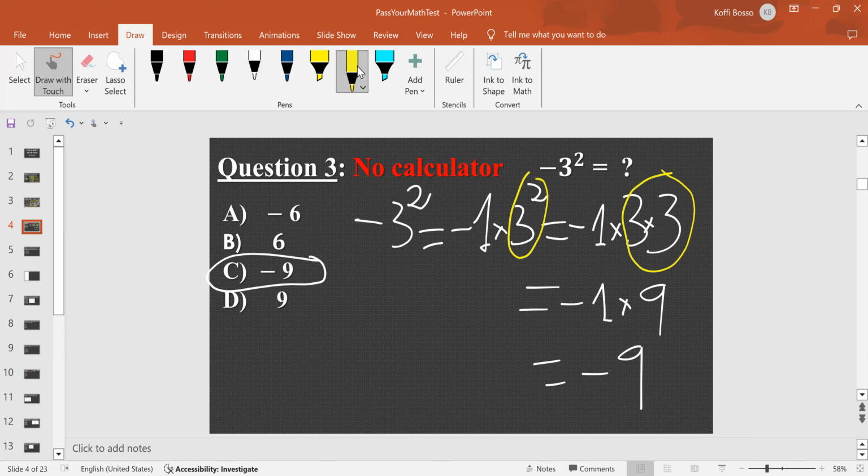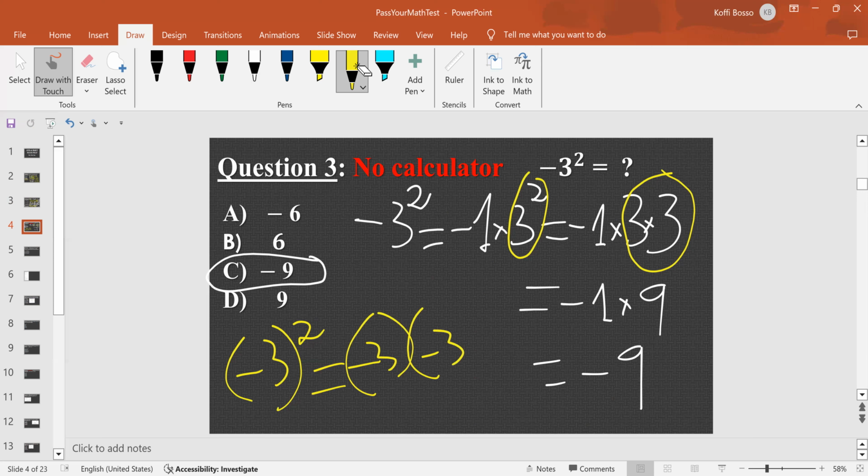Now, in case you have -3 like this to the second power, that means you take a -3 and multiply by the same -3 to get +9. So this is not the case here, but in case you have the negative number in a parenthesis before the raised to the second power, that means you take that negative number and multiply by itself. Okay, so this is a simple question, but tricky.